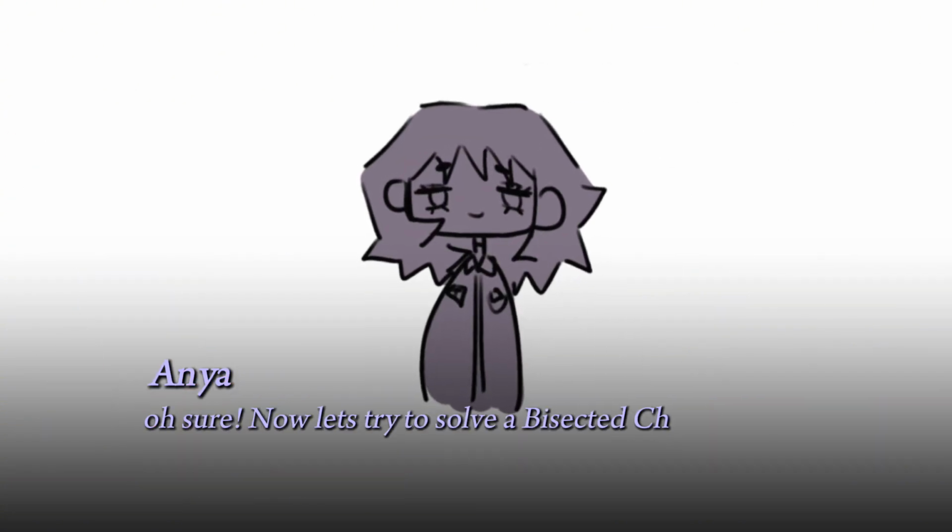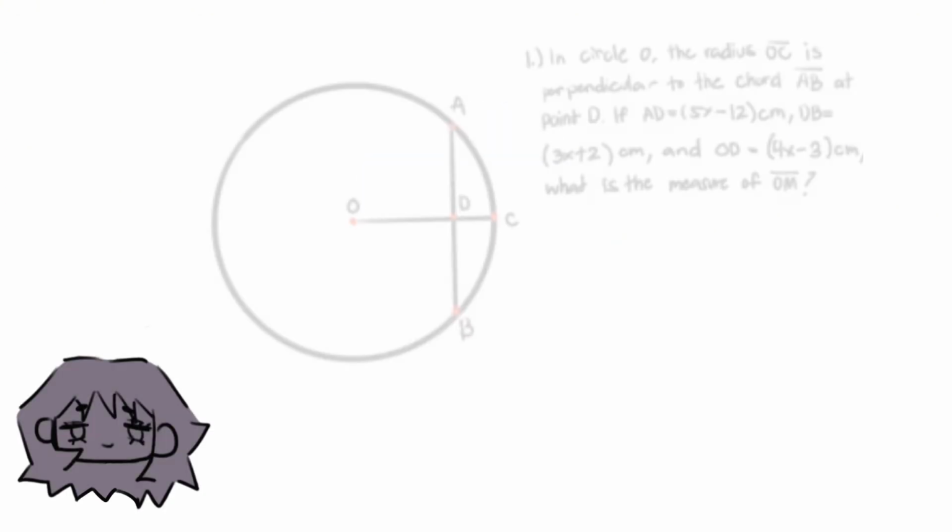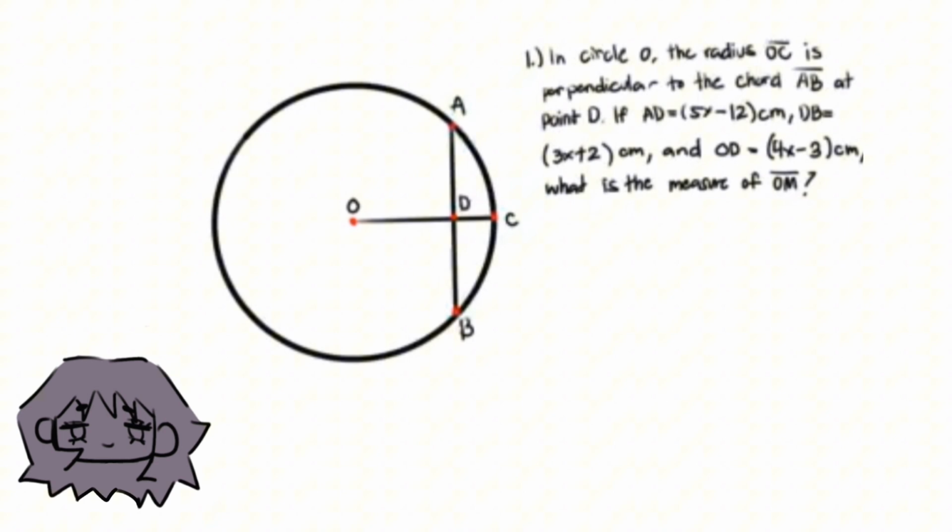Oh, sure. Now let's try to solve the bisected chord theorem using geometry. Let's have our example in here. In circle O, the radius OC is perpendicular to the chord AB at point D. If AD equals 5x minus 12 centimeters, DB equals 3x plus 2 centimeters, and OD equals 4x minus 3 centimeters, what is the measure of OC?